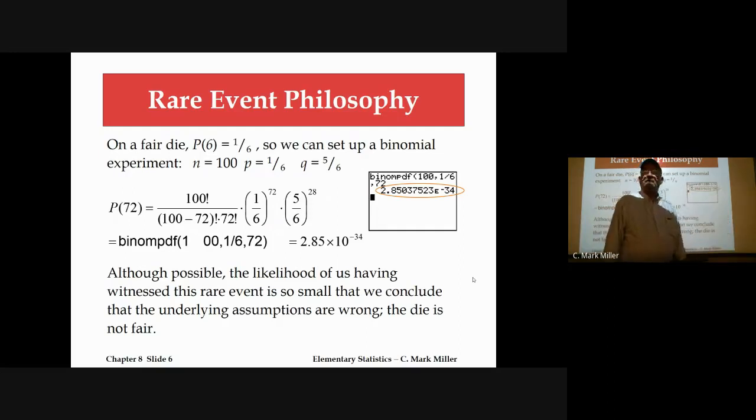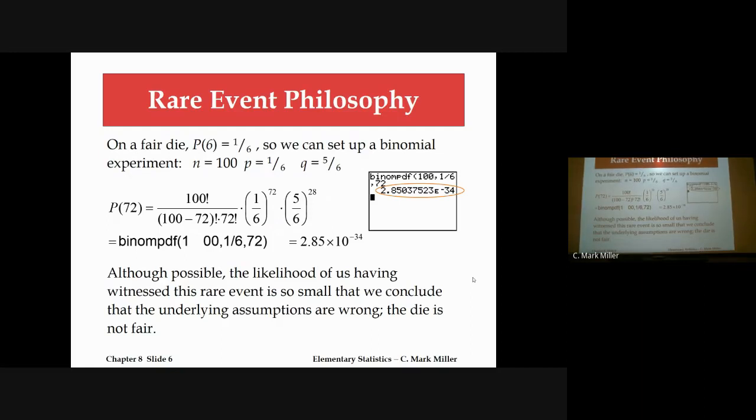2.85 times 10 to the minus 34. What is that? That's a decimal place, 33 zeros, and then 285. You would have an easier chance of picking a randomly selected lottery number if the number of lottery numbers were the number of molecules in the Milky Way. There are fewer molecules in the Milky Way than 2 times 34, right? You see what I'm saying?